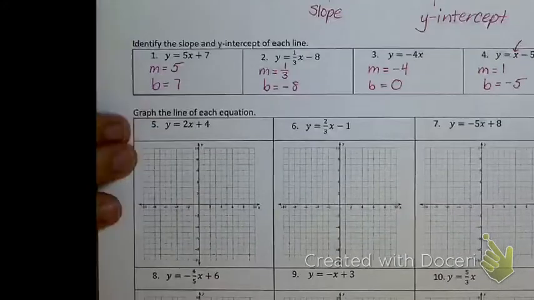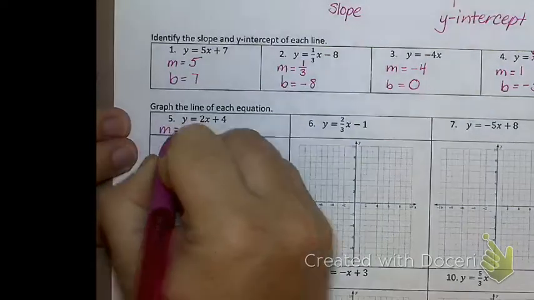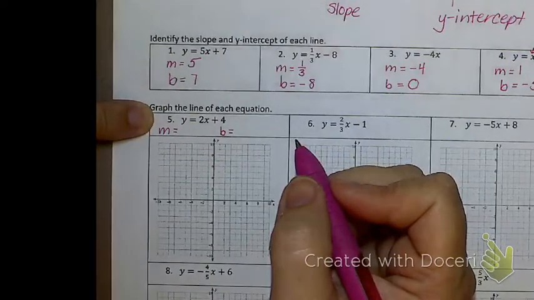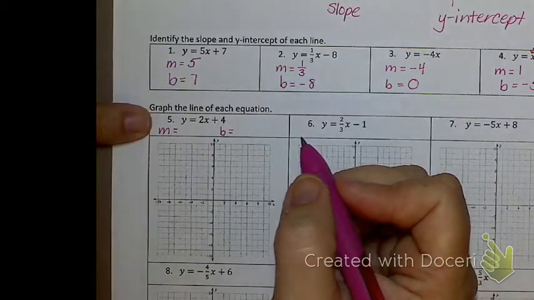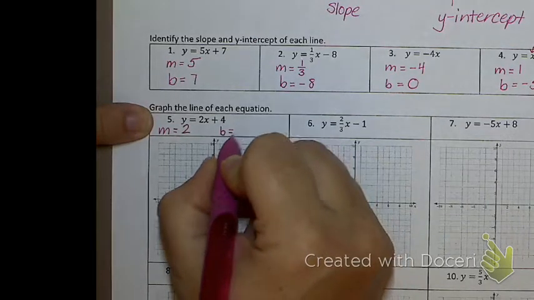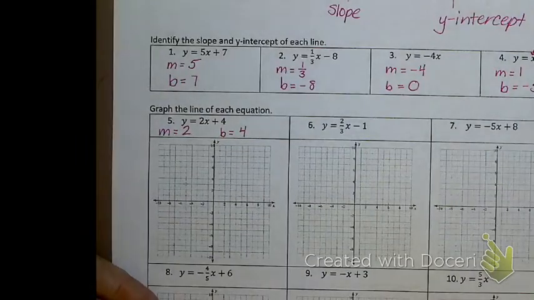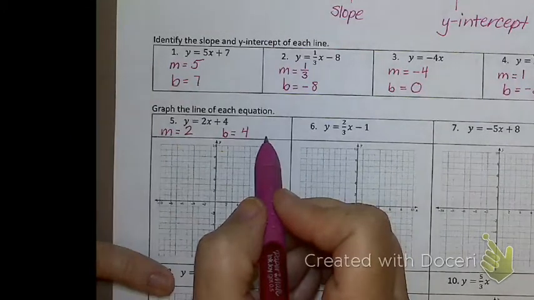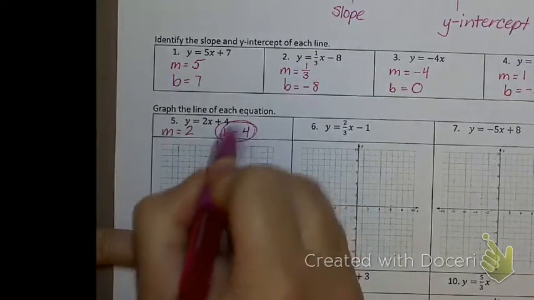Okay. So, first thing we do is we identify the slope and the y-intercept. So in number 5, what is my slope? 2. What is my y-intercept? 4. Which one do I start with? Do you know? I start with the one that comes first alphabetically. What comes first alphabetically? M or B? B. Always start with your y-intercept.